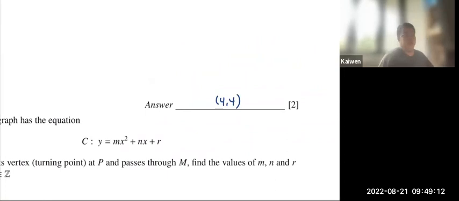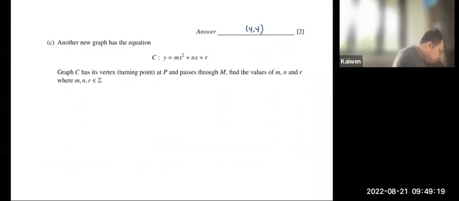I need this fact for the next part of the question, so I want to focus a little bit more time on part C. So let's read the question. A new graph has an equation of y equals mx squared plus nx plus r. Graph C has a vertex turning point at P and passes through M. Find the values of m, n, and r given that m, n, and r are integers.